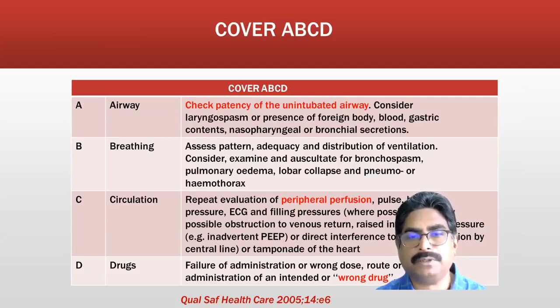Circulation, you check the peripheral perfusion by pulse oximeter, blood pressure, ECG, capillary filling time, and also you check the venous return, whether venous return is obstructed by PEEP or pneumothorax or direct interference with the central line causing the pneumothorax or any tamponade of the heart. Drugs, failure of administration or the wrong drug, wrong route or wrong dose. So the wrong drug should be eliminated.